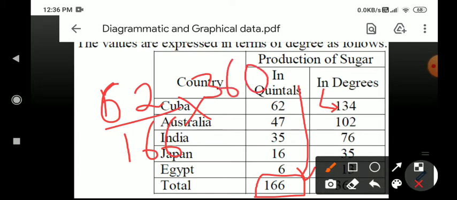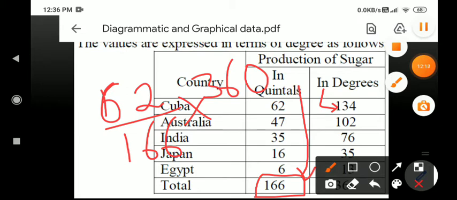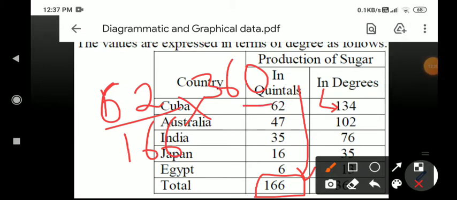Okay, same as percentage itself. What we are doing here is this divided by the total, multiplied by, instead of 100, 360 in a pie diagram. 360 is fixed because in percentage the total was fixed as 100, that is why we multiplied by 100. Here in a pie chart the total number of degrees is 360, which is fixed. So 62 divided by 166 into 360 is 134. So this is what we have done.